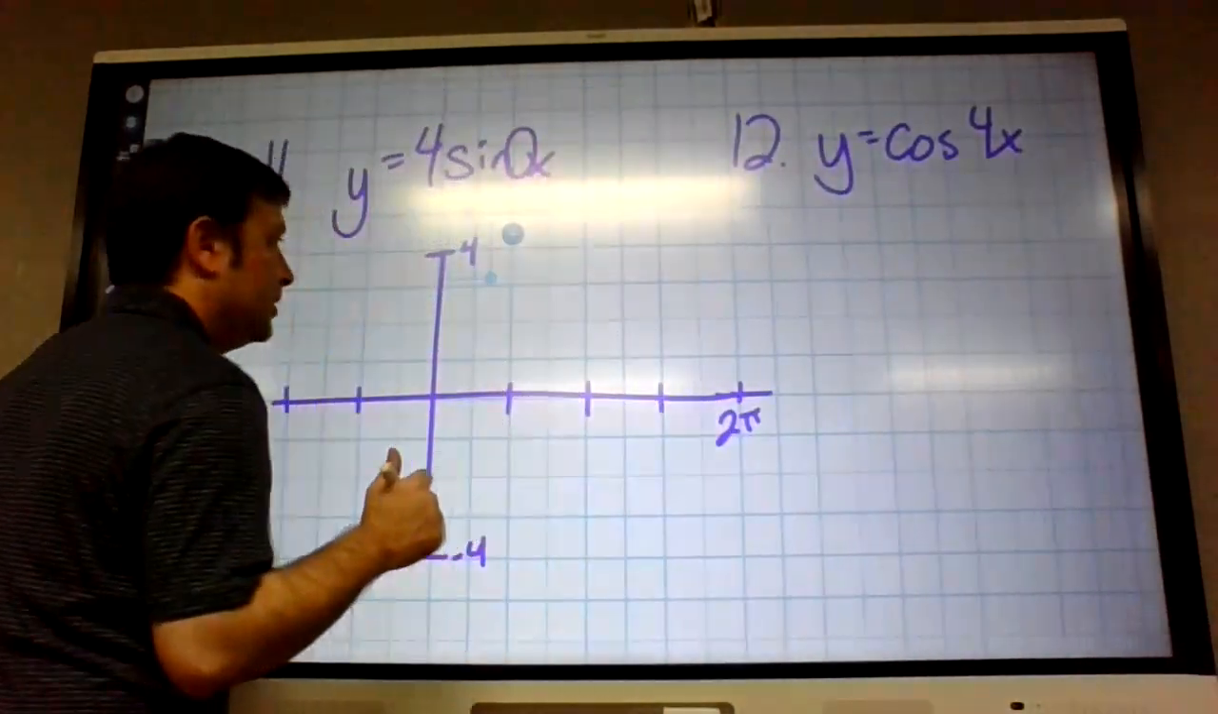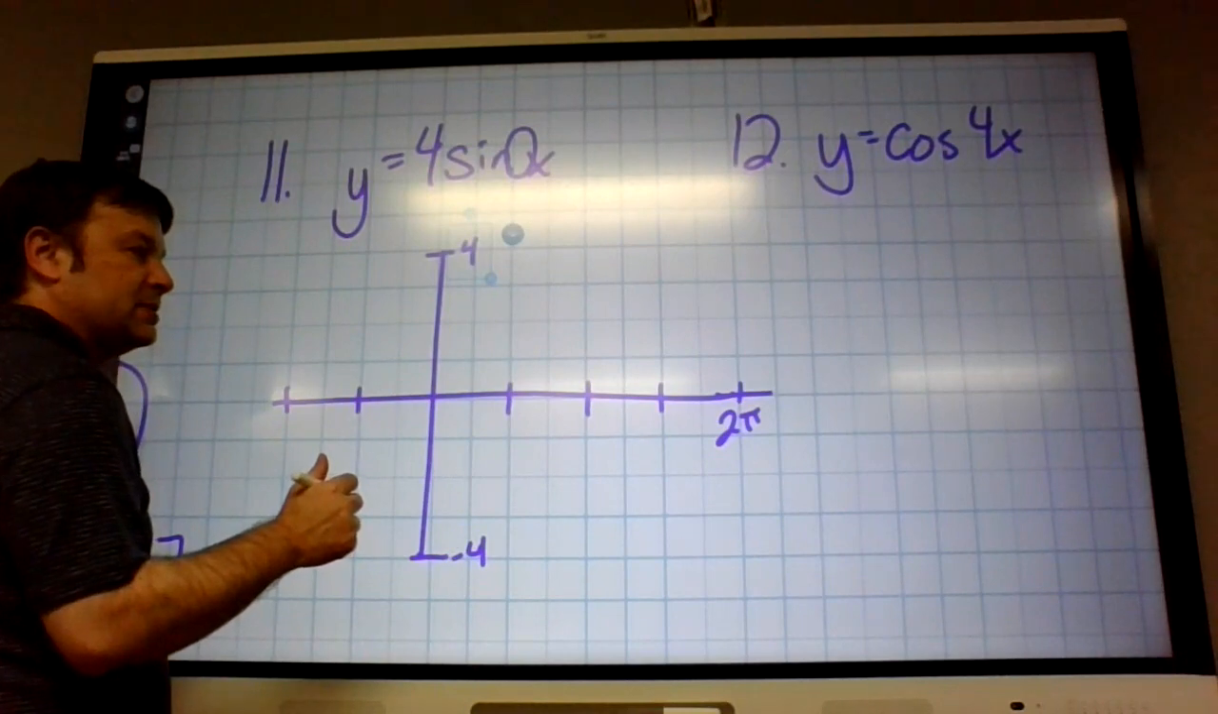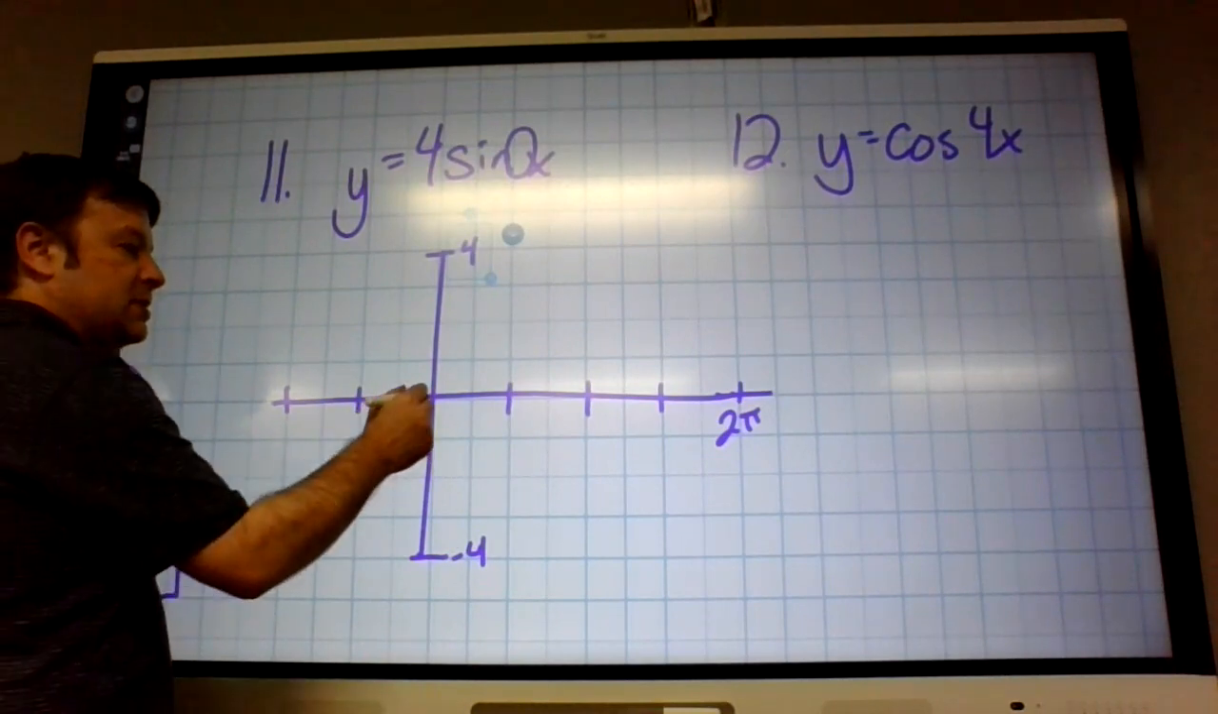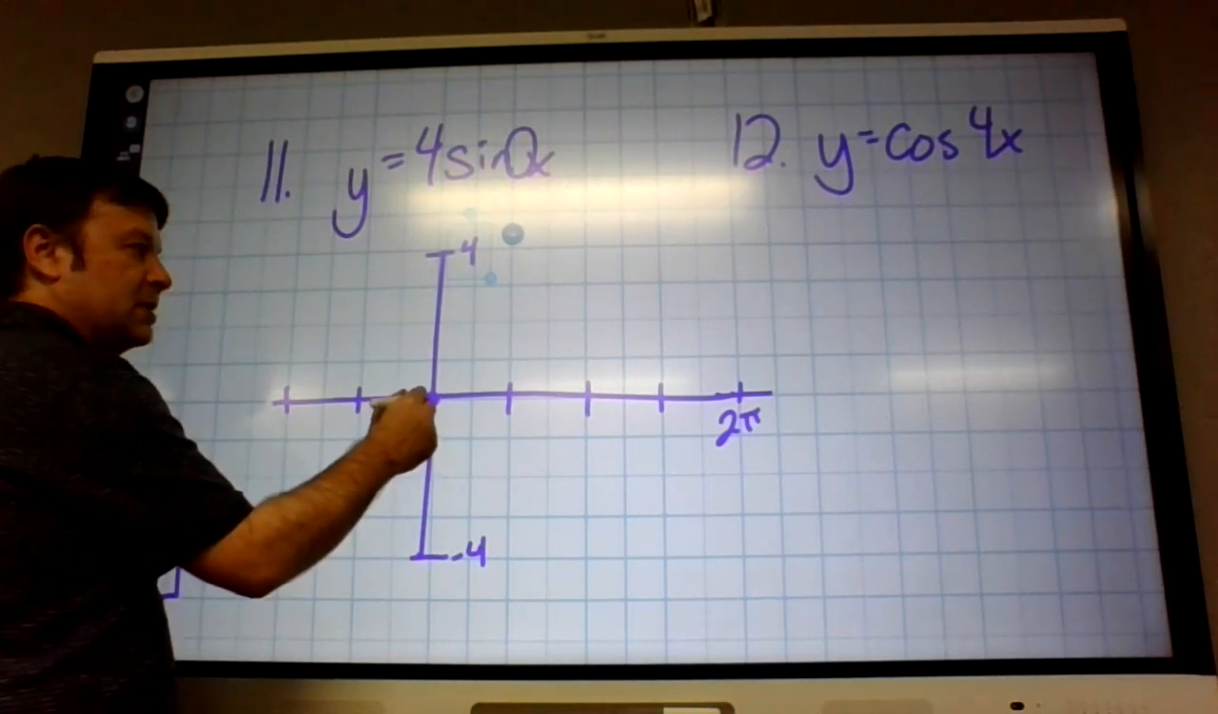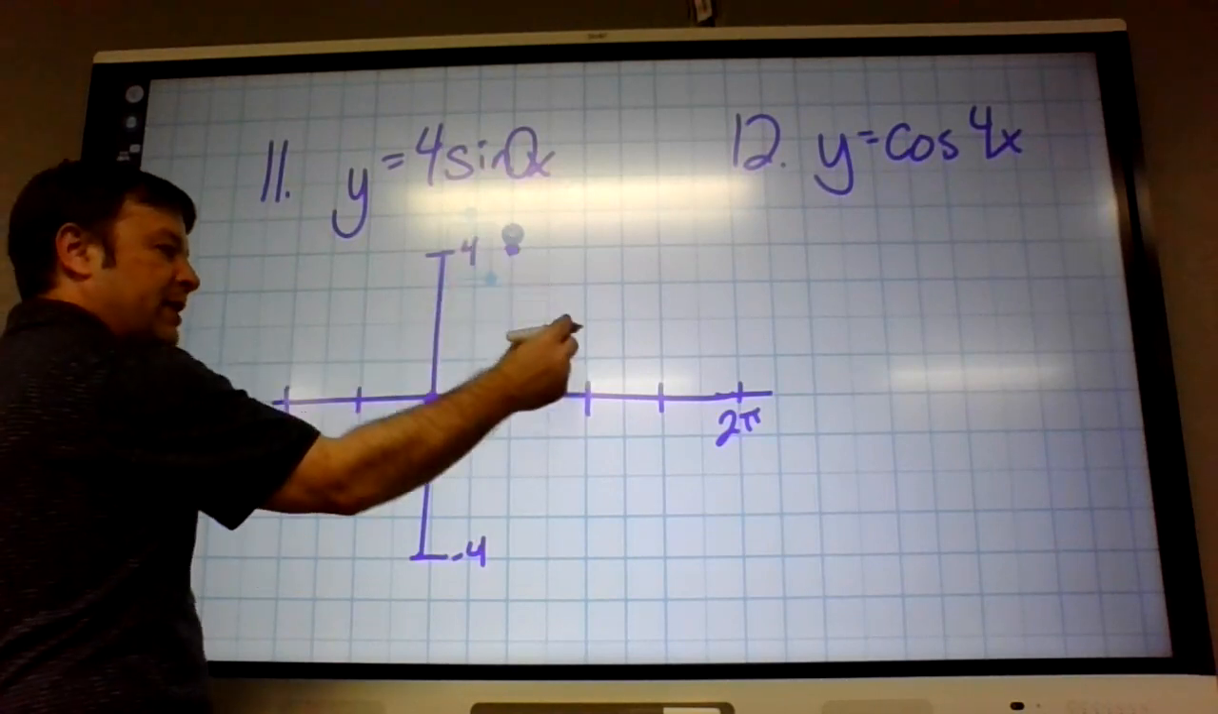Anyways. Okay, where does sine start at? Starts at 0, going up. Up is a little bit higher on this one.